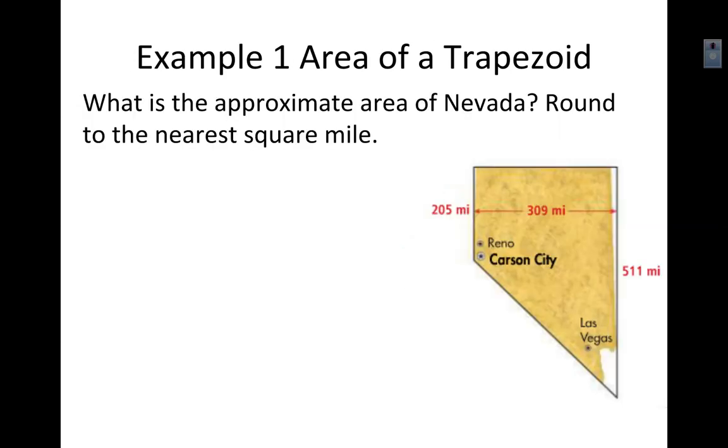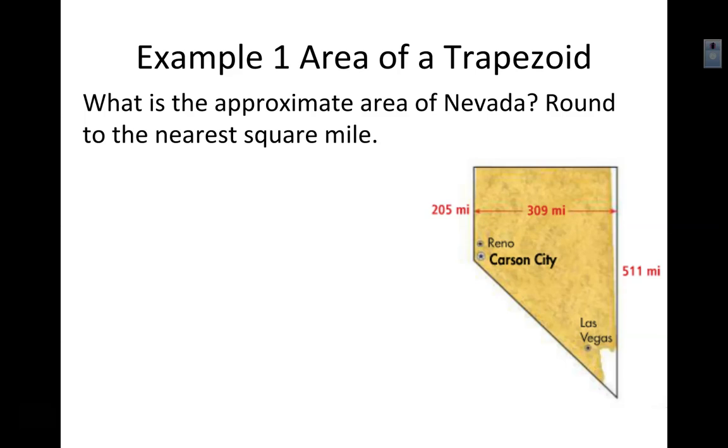So let's take a look at example 1. Find the area of Nevada. So what is the approximate area? Well, it's approximate because these are all rounded off answers, plus Nevada is not exactly a trapezoid, but it's very close to it. So let's apply our formula.